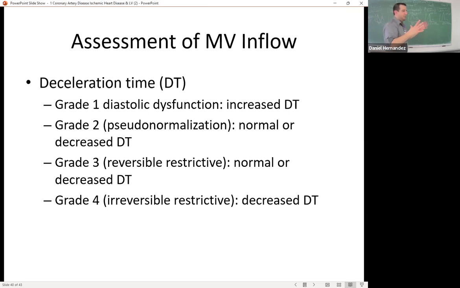That's the result due to that very large pressure gradient. So these are patients that have very elevated left atrial pressures. Does that kind of make sense to everyone? Like why we get a very large E with this restrictive filling pattern? It's because they have very high left atrial pressures.